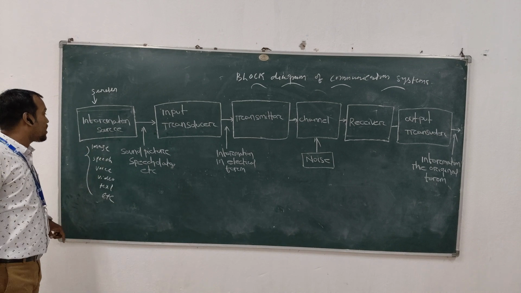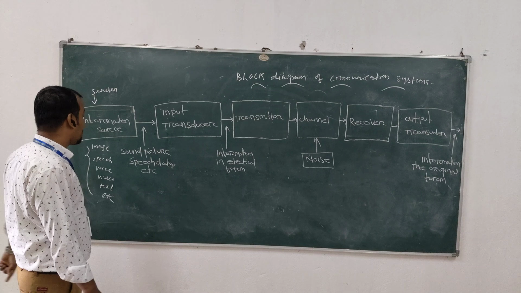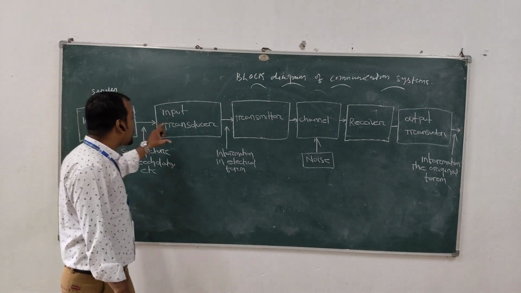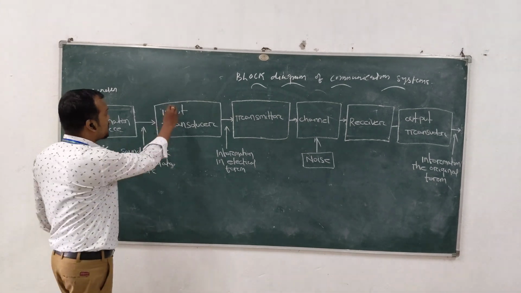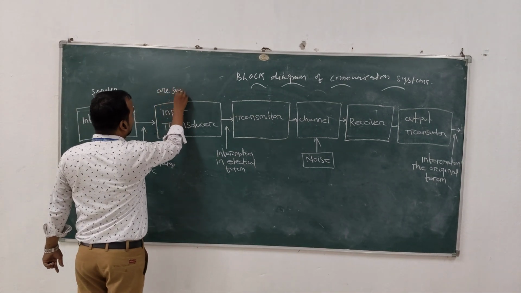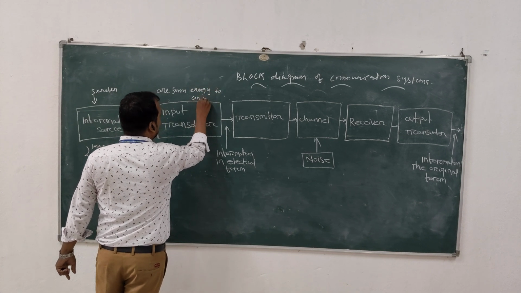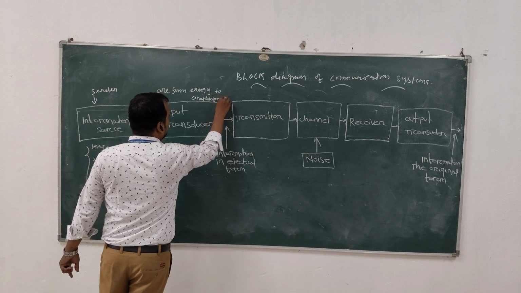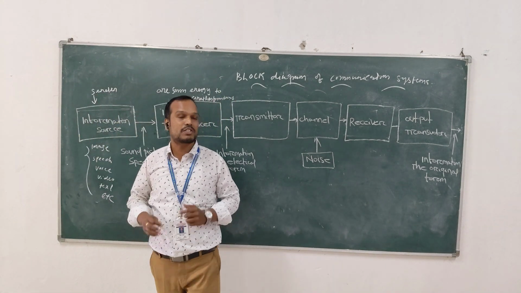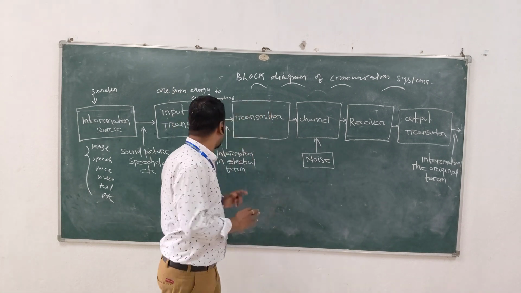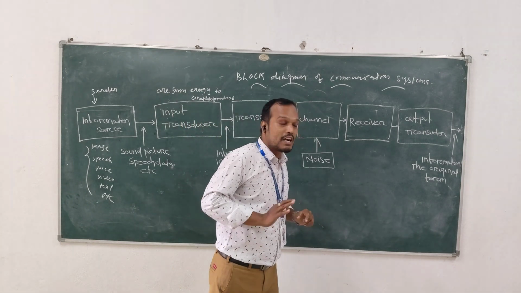After the information is generated, it goes to the next step, that is the input transducer. Before going to the input transducer, what do we mean by transducer? Transducer is nothing but a device which converts one form of energy to another form of energy. That means a transducer is an electronic or electrical device which can convert one form of energy to another form of energy. That is the work of the transducer.